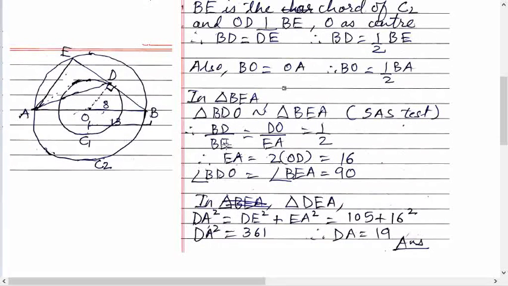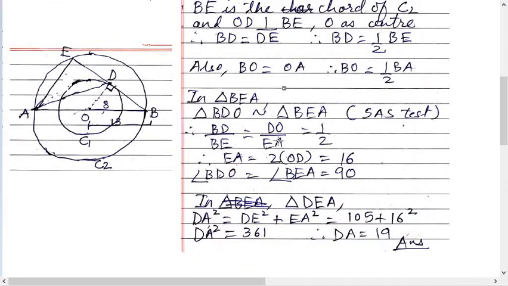Also BD upon BE equals DO upon EA, right? Because of the CPCT, basically the ratios of the corresponding sides of similar triangles are always equal. So BD upon BE we know is 1 by 2. So therefore DO upon EA will be again 1 by 2.